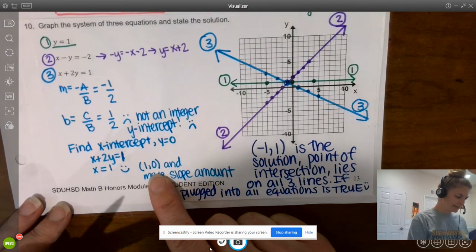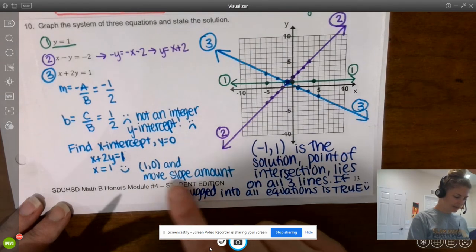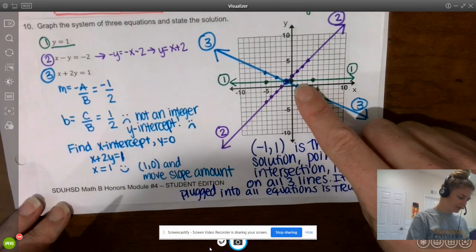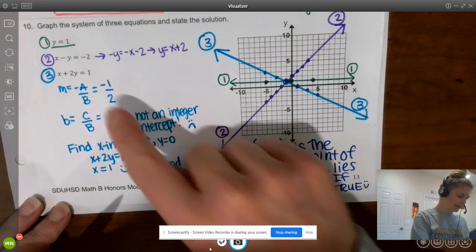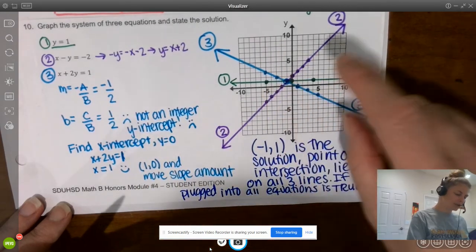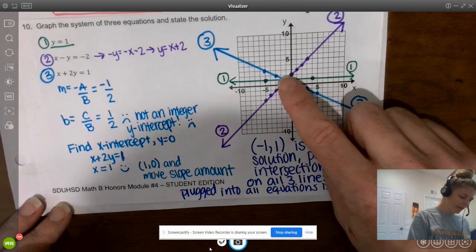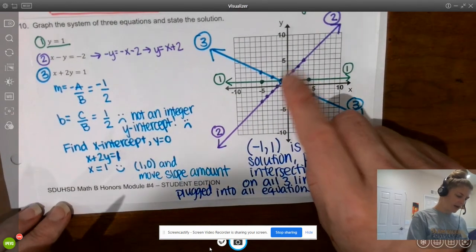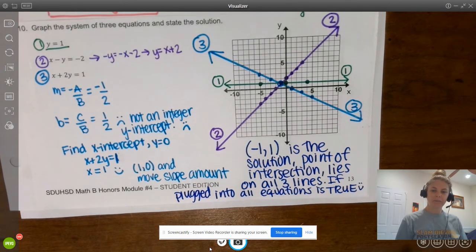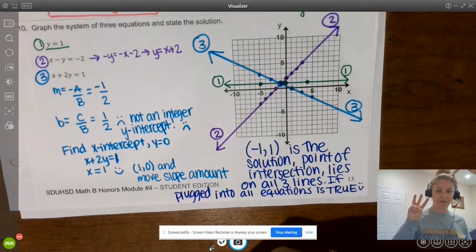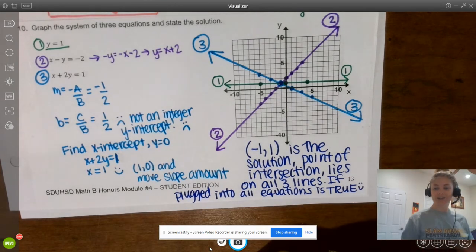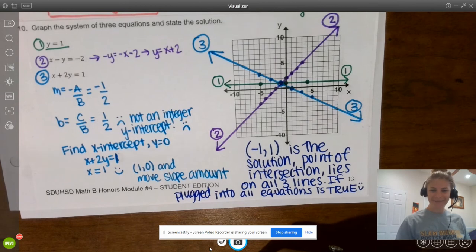So I did that. I found that my x-intercept was 1, and then I moved slope amount, which was -1/2, so down 1, right 2. I noticed I wasn't getting over to the point of intersection, so I went up 1, left 2, and I landed on (-1, 1). That is the solution, the point of intersection, and it lies on all 3 lines. If we plug -1, 1 into all 3 equations, we would get a true statement.